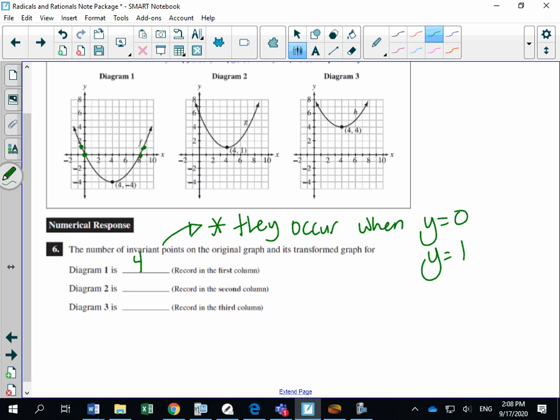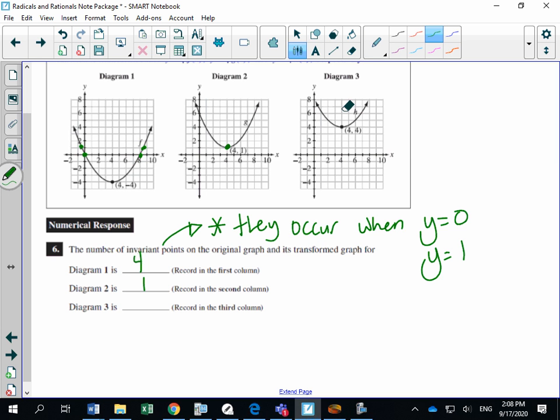If you go to the next diagram, diagram 2, put a dot on the original graph where y is equal to 0 or where y is equal to 1. So here's 0, nothing at 0. Here's y is 1. There's an invariant point right here. So that will be a point on the original graph and on the transformed graph. And diagram 2 has 1 invariant point.